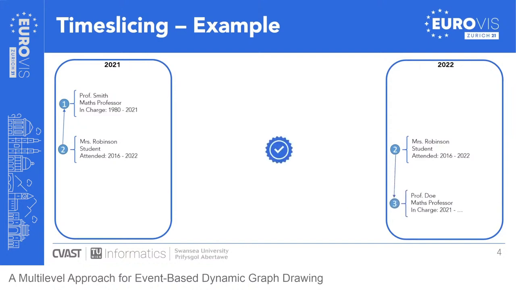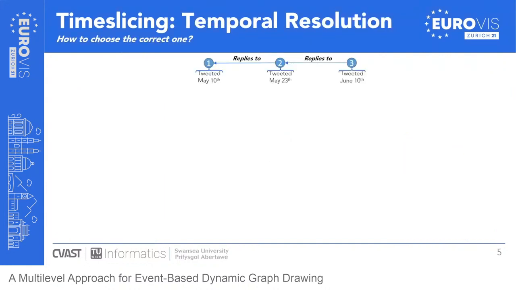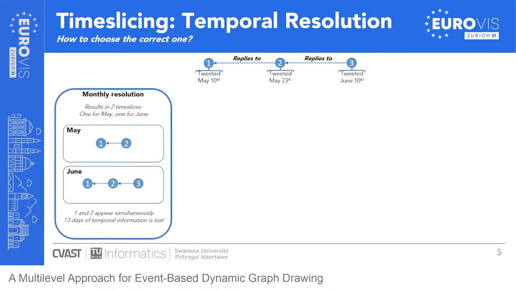There are cases, however, in which a dataset does not present a natural temporal resolution. In this example, we have three tweets, each one tweeted in a different day between May and June. And each one is related to the previous by means of a reply-to relationship. If we would like to time slice this graph, we would have the problem to choose the correct temporal resolution. We could go for a monthly resolution, which seems a reasonable guess, and we would have two time slices, one for May and one for June.